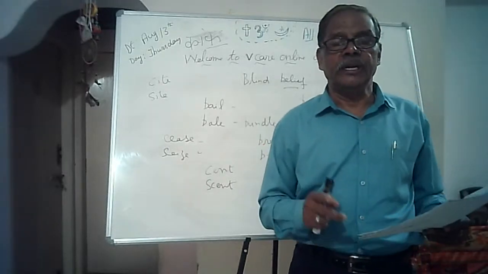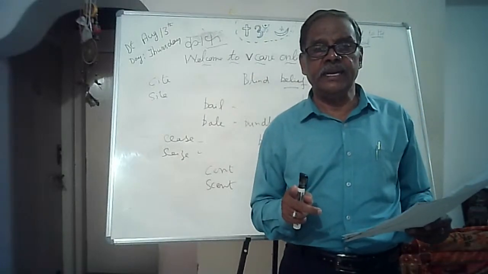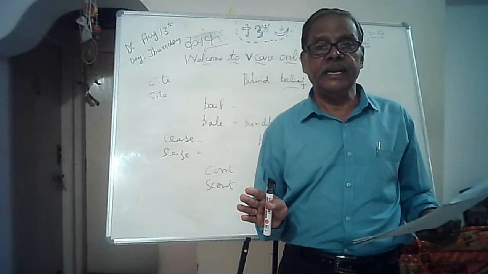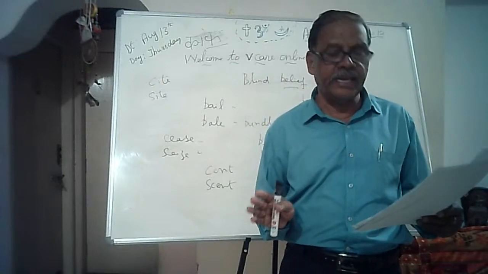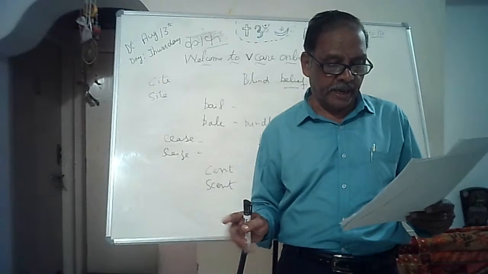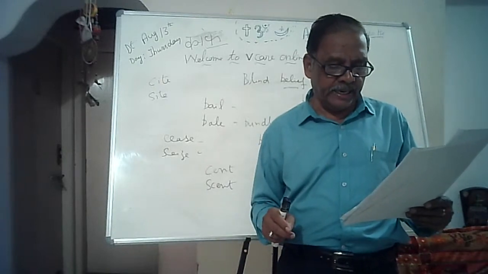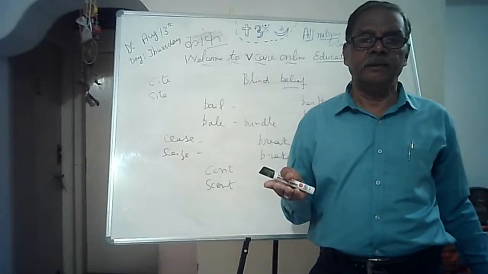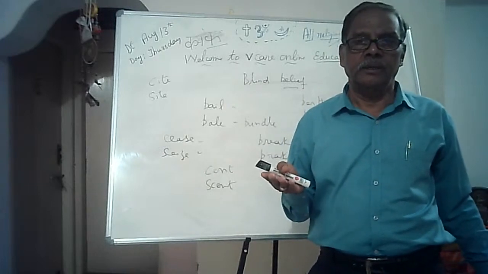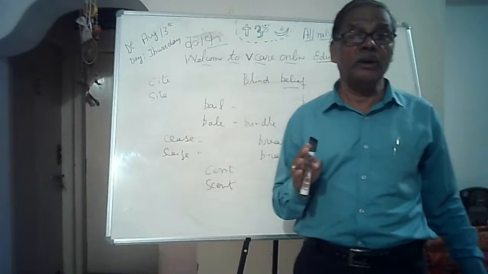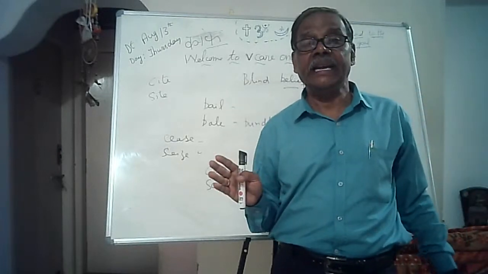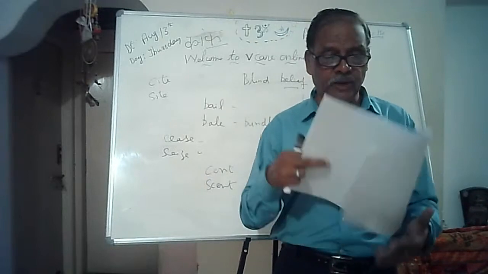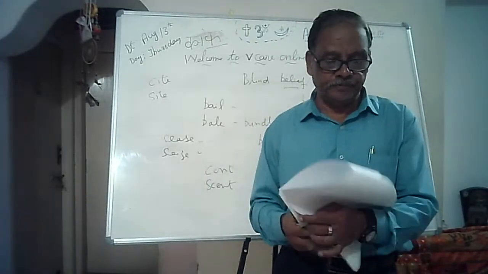Coming to disease, I already told you. D-I-S-E-A-S-E is disease, illness. One more word: D-E-C-E-A-S-E means die. Coming to dear: dear means kind. My dear son, my dear daughter, my dear friend, you say. One more is deer, D-E-E-R, which is the animal.